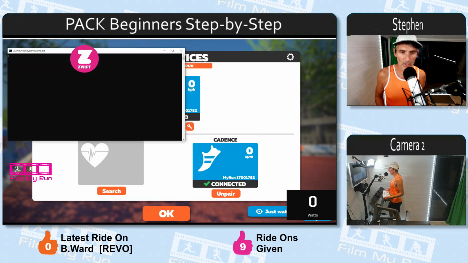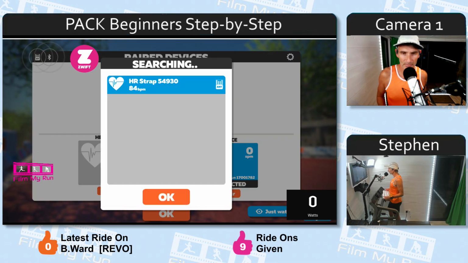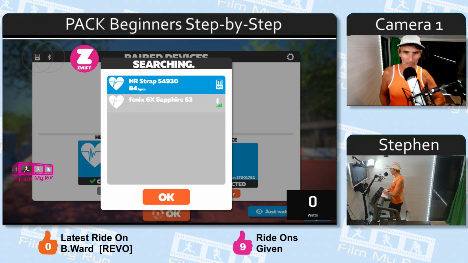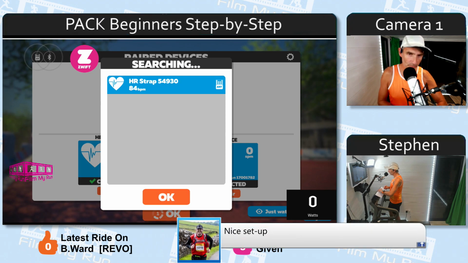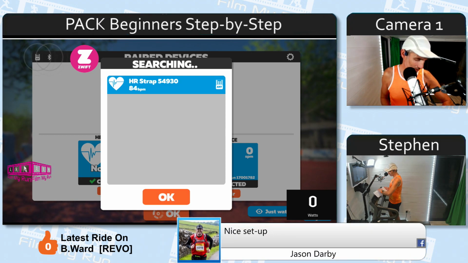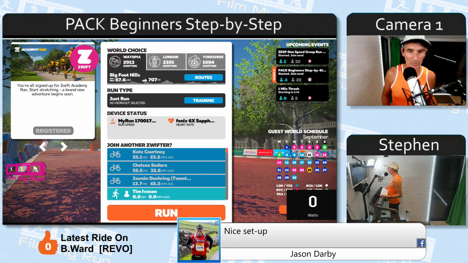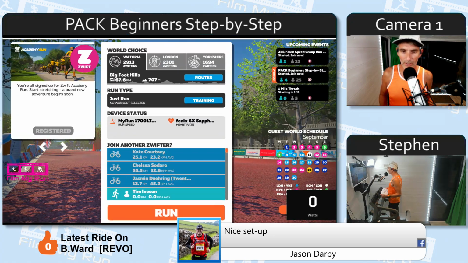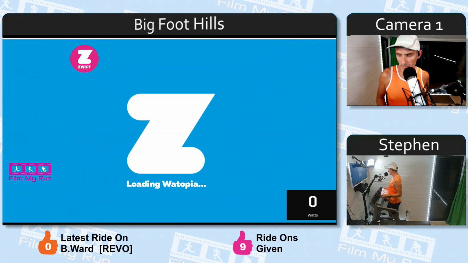Right, here we go. We need to search for heart rate. Take that. Oh no. Come on, heart rate. Oh. Run. So we'll have missed almost a kilometre's worth of running.